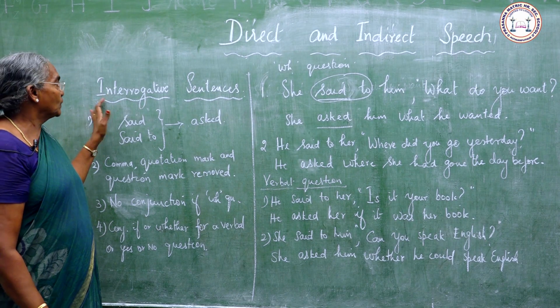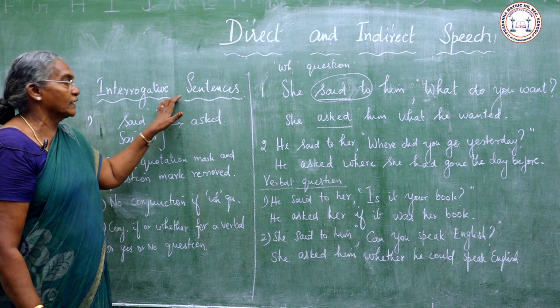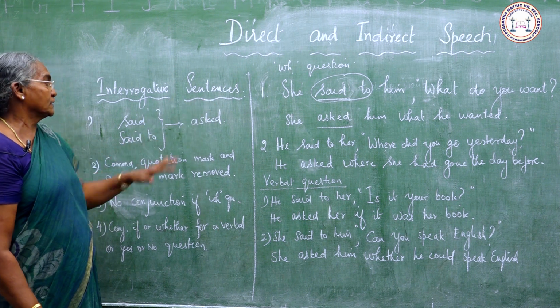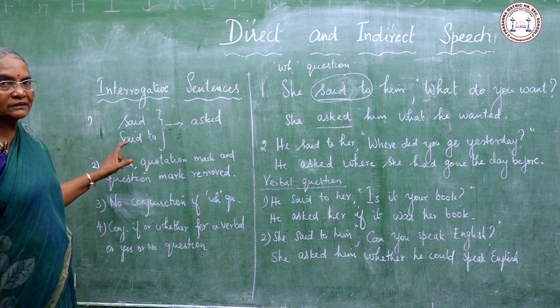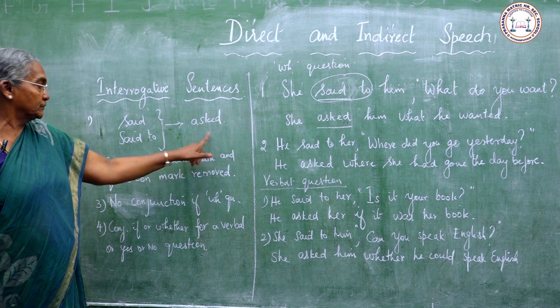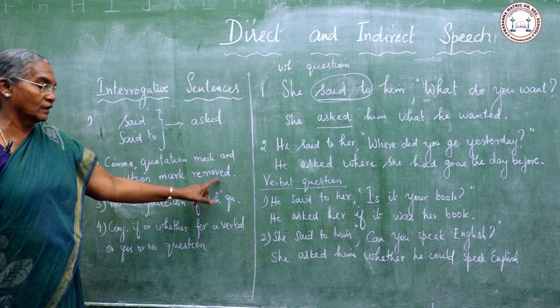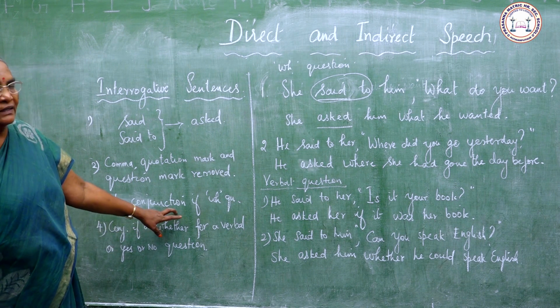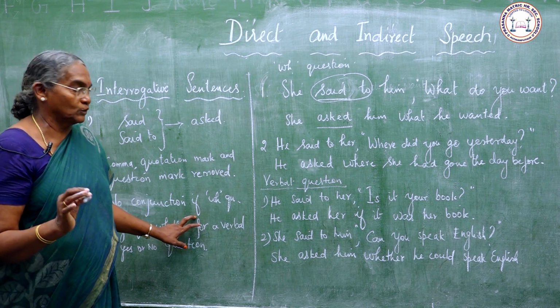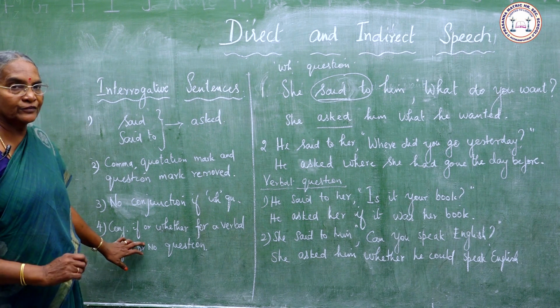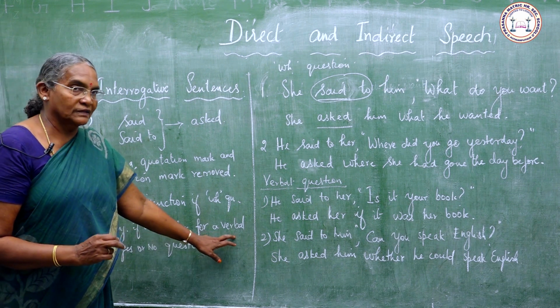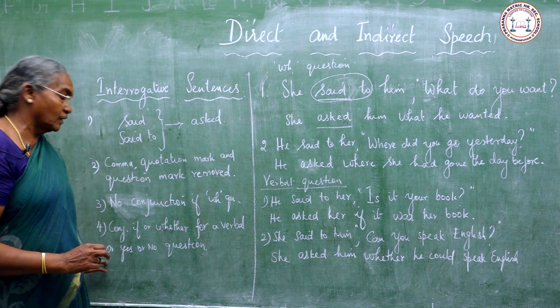If the reported speech is an interrogative sentence, how to change? Let us see. Said and said to will be changed into asked. Comma, quotation mark and question mark are removed. No conjunction if the question is a WH question. And the conjunction if or whether is added for a verbal or yes or no question.